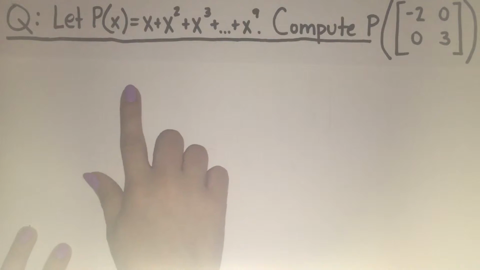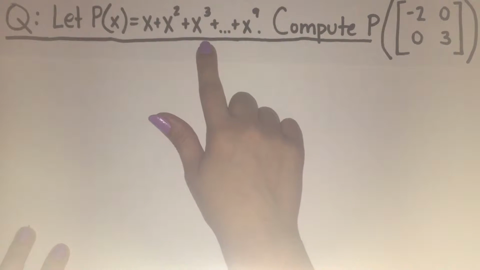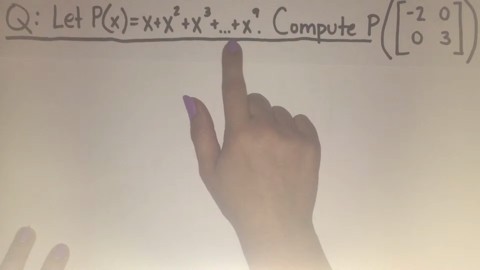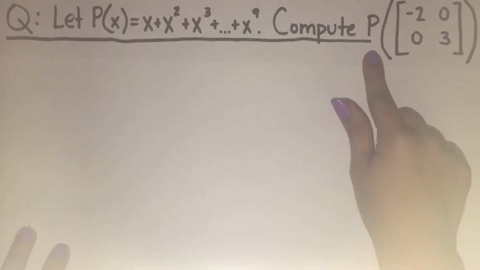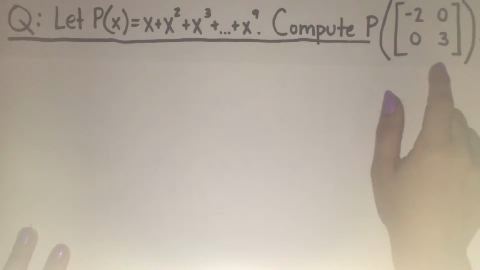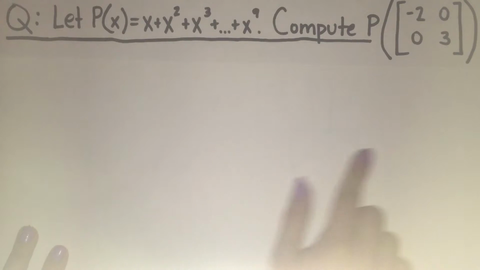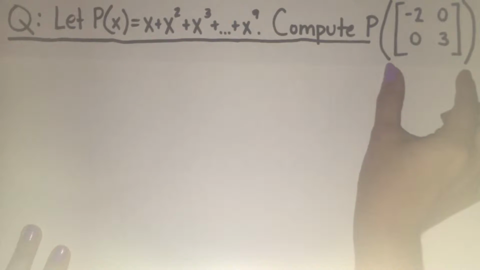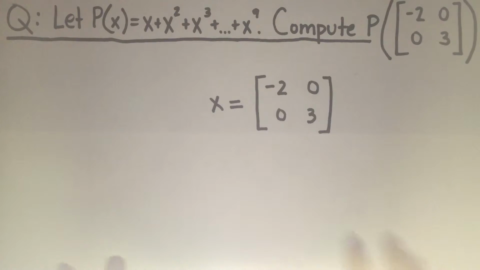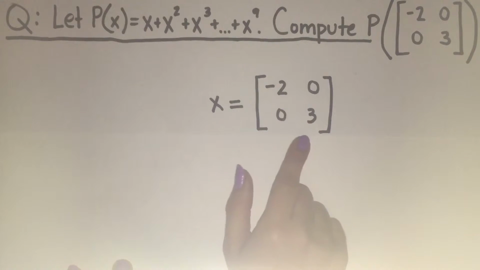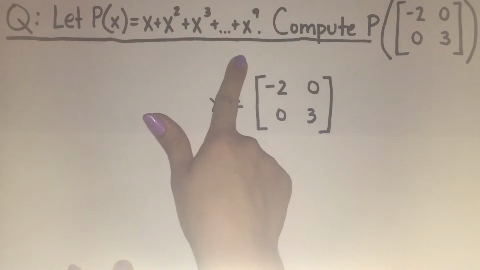Let p of x equal x plus x to the second power plus x to the third power plus all the way to plus x to the ninth power. We're going to compute p of the matrix with entries -2, 0, 0, and 3. Well, to start off, having the matrix inside these parentheses lets us know that x equals the matrix [-2, 0, 0, 3] of this matrix using this equation.